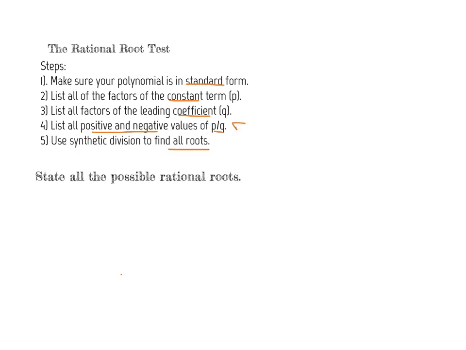So this will be a list of possible roots. They might be, they might not be. And then we can divide, because remember we had a lesson on division, and if the remainder is 0, then we know that it is a factor, which means it is a root. So let's look at our first example.